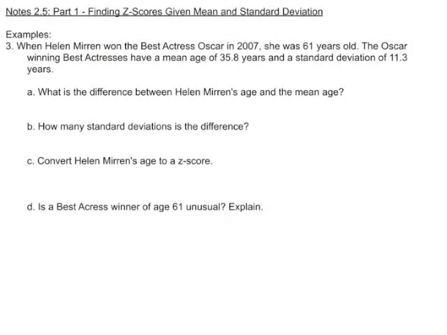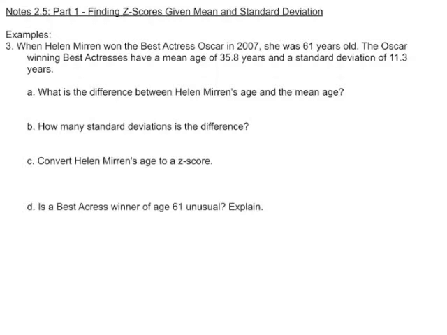All right, next here is an example with a context to it. When Helen Mirren won the Best Actress Oscar in 2007, she was 61 years old. Now, the Oscar-winning Best Actresses have a mean age of 35.8 years and a standard deviation of 11.3. So before we get to the z-score, let's first find the difference between her age and the mean age.